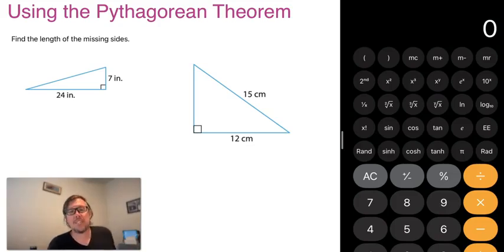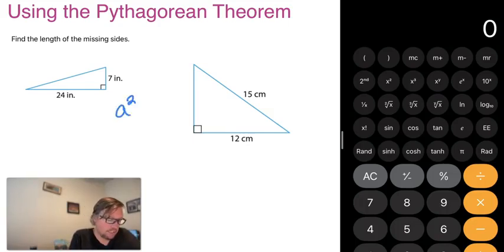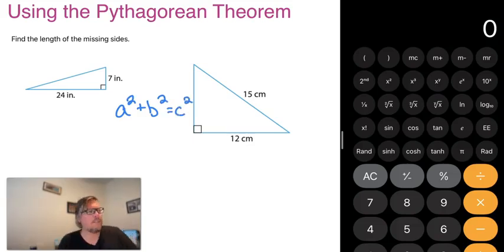The Pythagorean theorem relates the three sides of a right triangle. Specifically, the triangle must be a right triangle, meaning it has a right angle in it. And the relationship of the three sides goes like this: a squared plus b squared equals c squared.